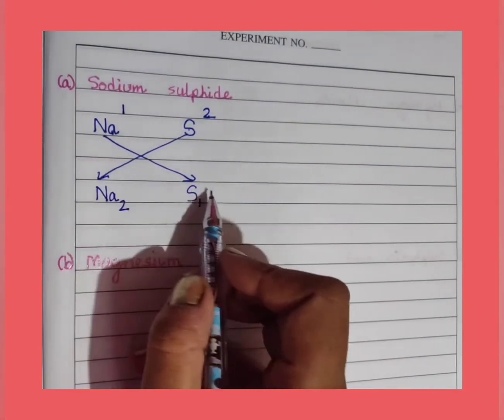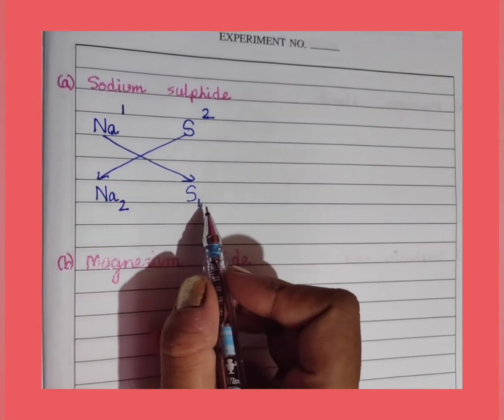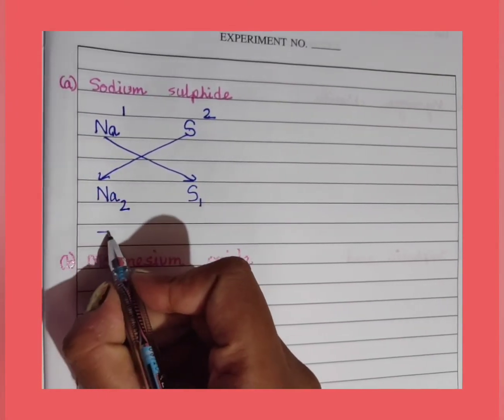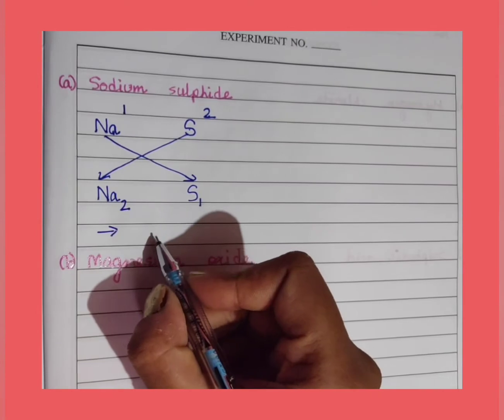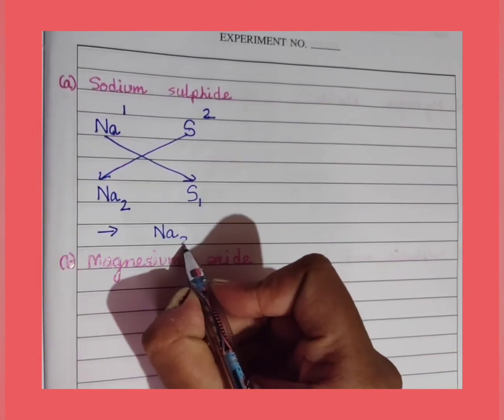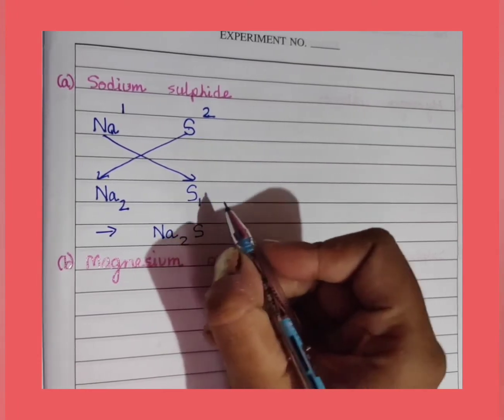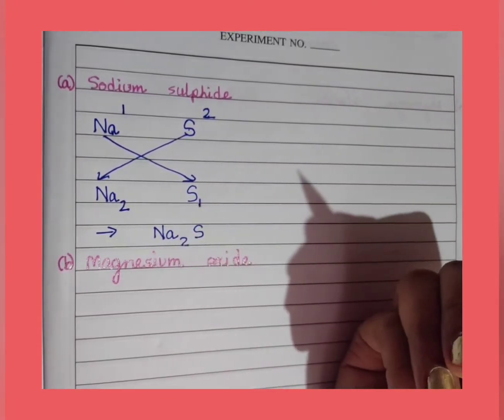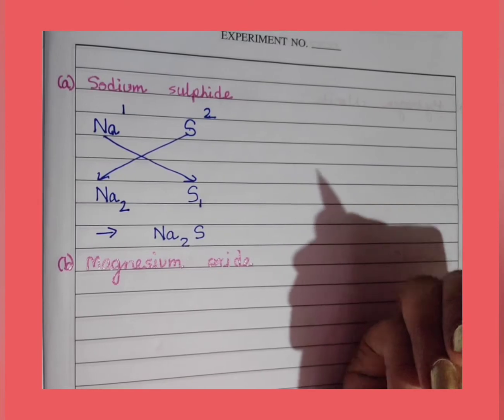So you see here how they have interchanged their valencies. So what is the formula of the compound? It is Na2S. So we are going to ignore 1. It is not necessary to write.